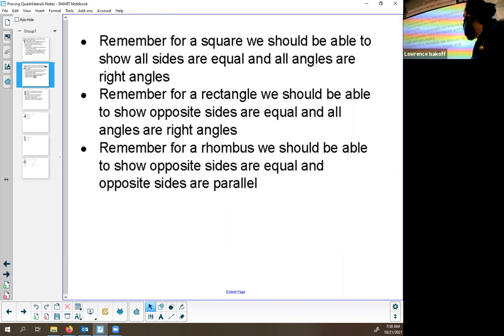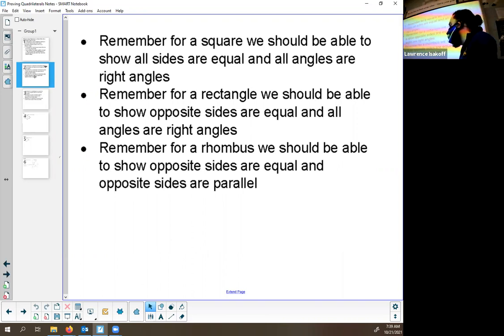Remember, for a rhombus, we should be able to show that opposite sides are equal and opposite sides are parallel. So all of these are talking about using both slope and distance. For the square and the rectangle, for the right angle, you'll have to multiply slopes together to see if you get -1 to show that those sides are perpendicular. And you'll have to use the distance formula on all of these to show the different side lengths.